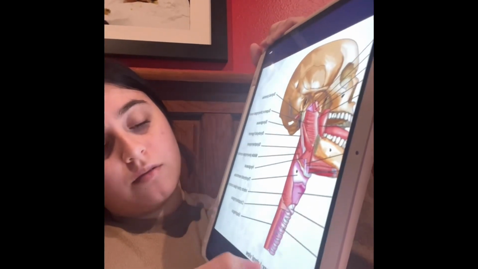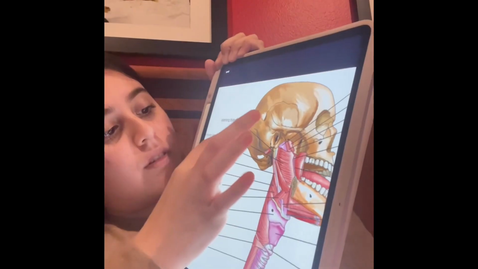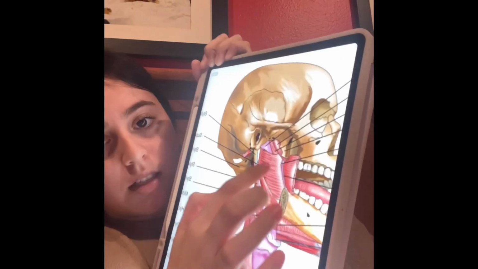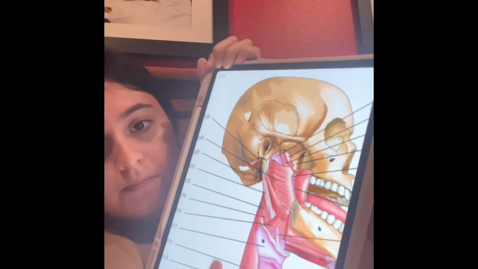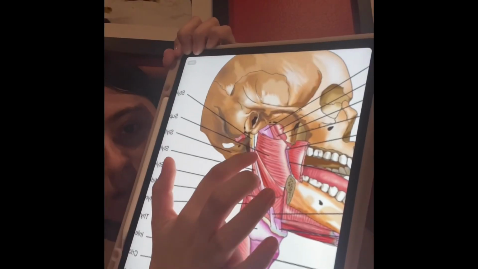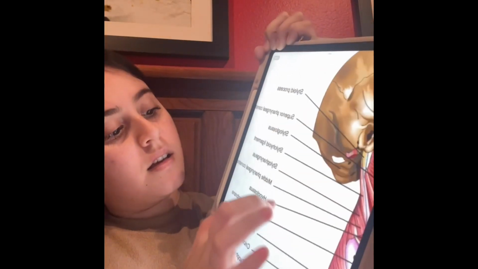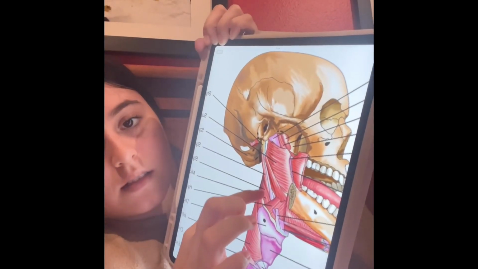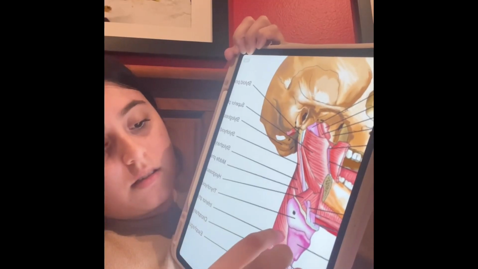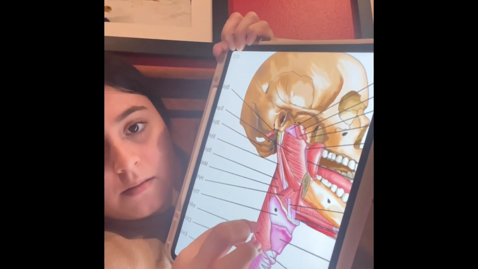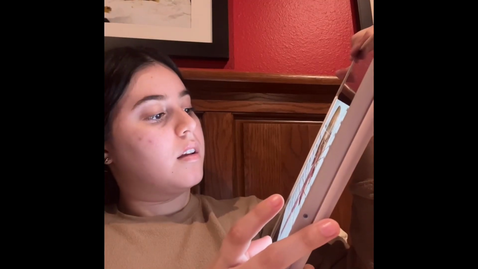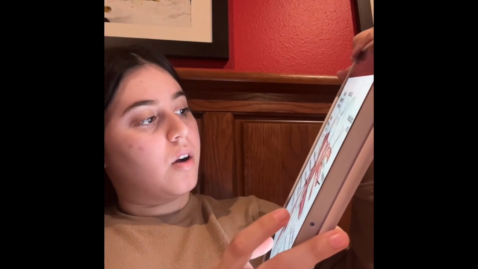This is a lateral view of the pharynx. The superior pharyngeal constrictor is right there, going down to this area right here. And then the middle is this small area right there. And then the low one, the inferior one, is this area right here. Right there. And then the long muscles, where are they?